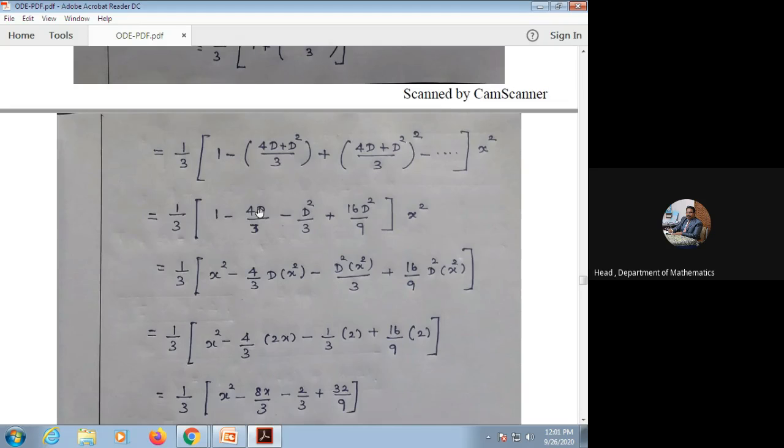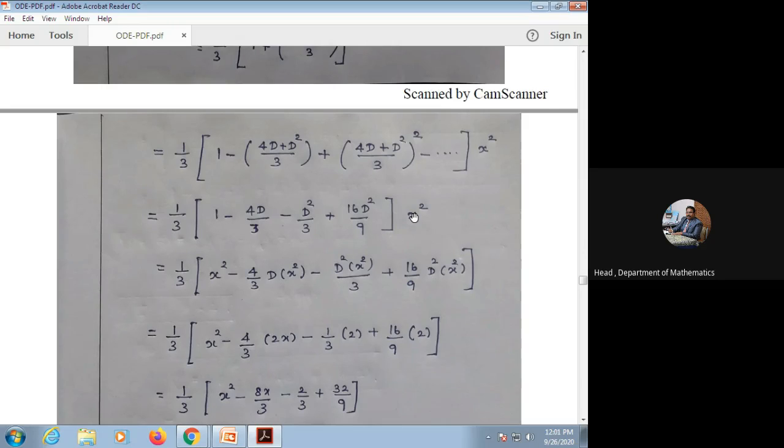How to take the first and second derivatives? That is minus 4d by 3 and minus d squared by 3. Here, use the a plus b whole squared form. That is 4d whole squared, that is 16d squared. The other terms are d power 3 and d power 4, whose value is 0, so don't take those. Divided by 3 squared, that is 9. We have to use these four terms only on x square.